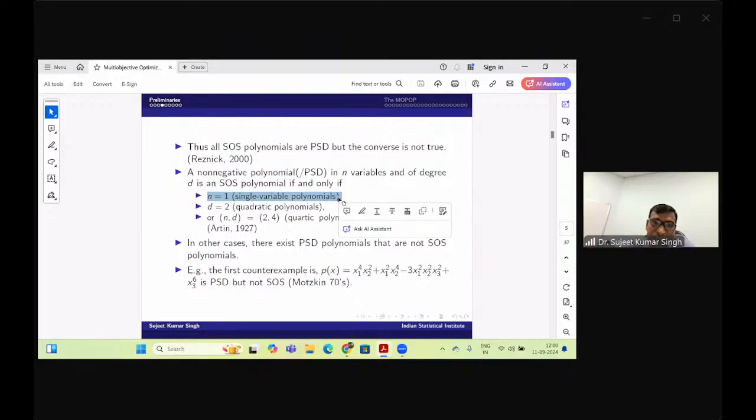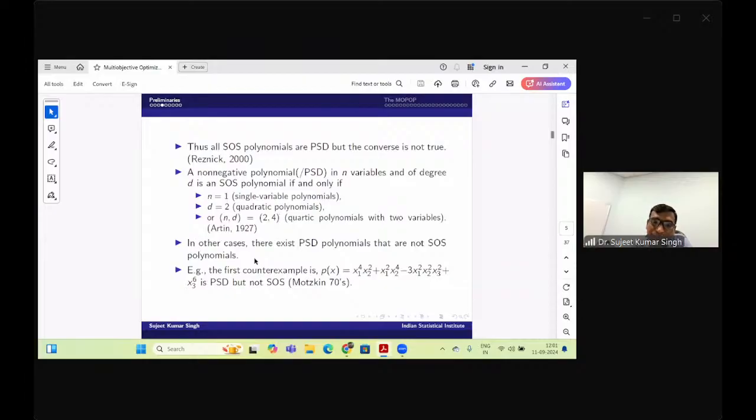The second case is any quadratic polynomial. If non-negative, then it will be a sum of squares. And the third case is the biquadratic polynomial, that is, a polynomial of degree 4 in 2 variables. If that polynomial is non-negative, then it will be a sum of square polynomials. So in these three cases the question was answered, but in general there is no answer till now as to which non-negative polynomial will be a sum of square polynomials. However, later some researchers gave counterexamples and showed that there are some polynomials which are non-negative, but those polynomials are not sums of square polynomials.